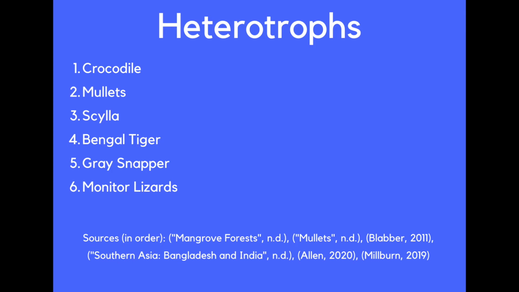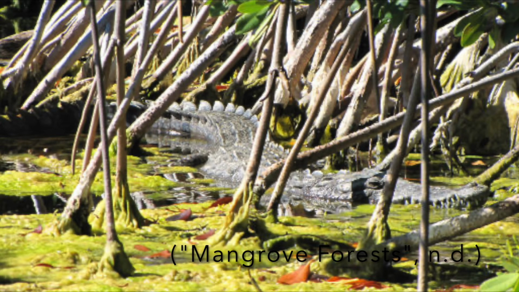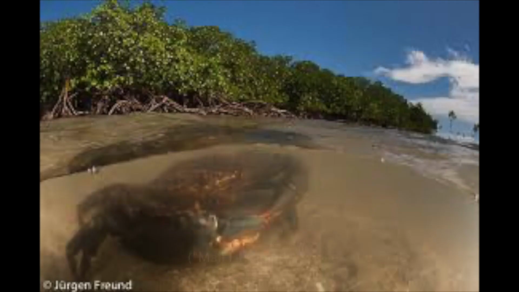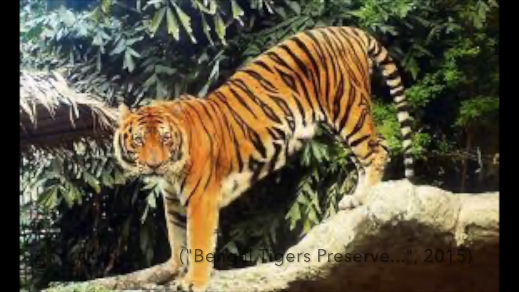Here's a photo of a crocodile, a mullet. Mullets are a small fish and are relatively low on the food chain. A scylla. Scylla is a type of crab. A Bengal tiger. Typically, tigers are only found in the Asian mangroves. This can be seen as we do not have any tigers in the US or Mexico.